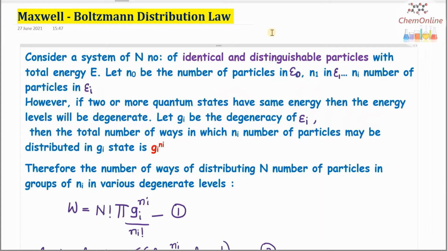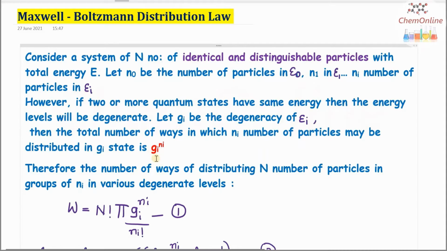So suppose we have n number of identical and distinguishable particles with total energy E. So total number of particles is n and total energy is E. And let n0 be the number of particles in epsilon 0, n1 in epsilon 1, ni number of particles in epsilon i. Now if we are considering the degeneracy of the energy levels, let Gi be the degeneracy of epsilon i. Then the total number of ways in which ni number of particles may be distributed in Gi levels is Gi raised to ni.